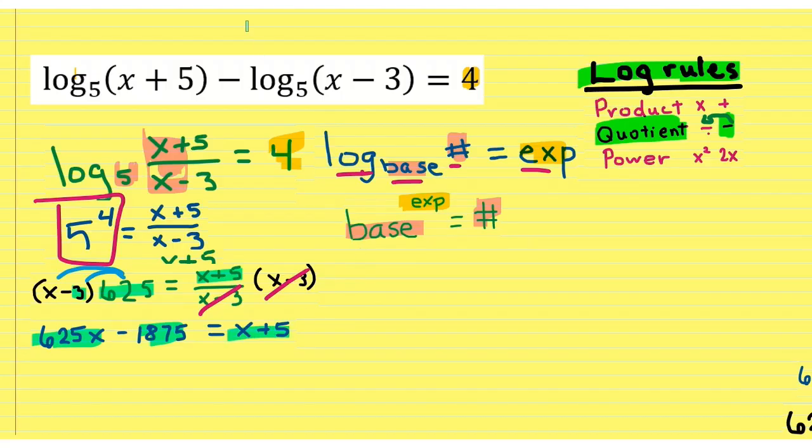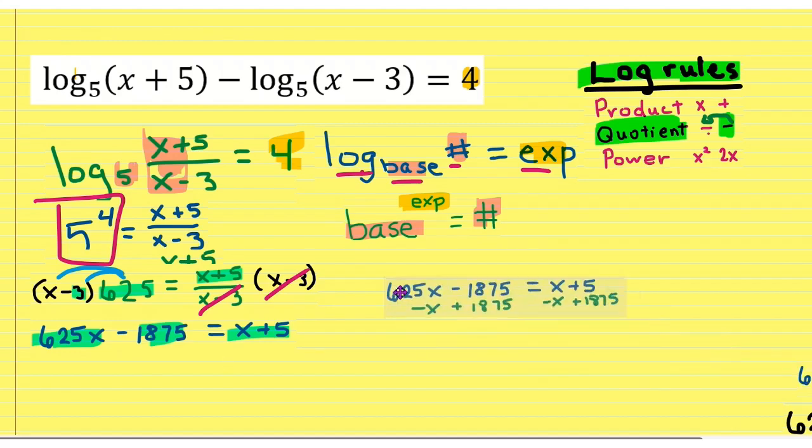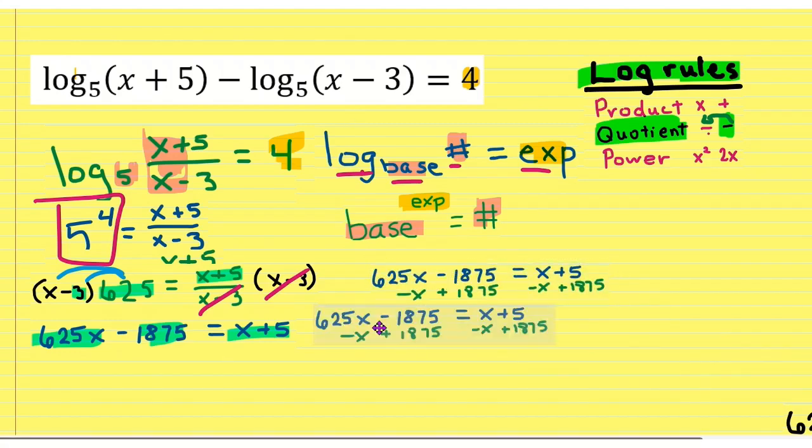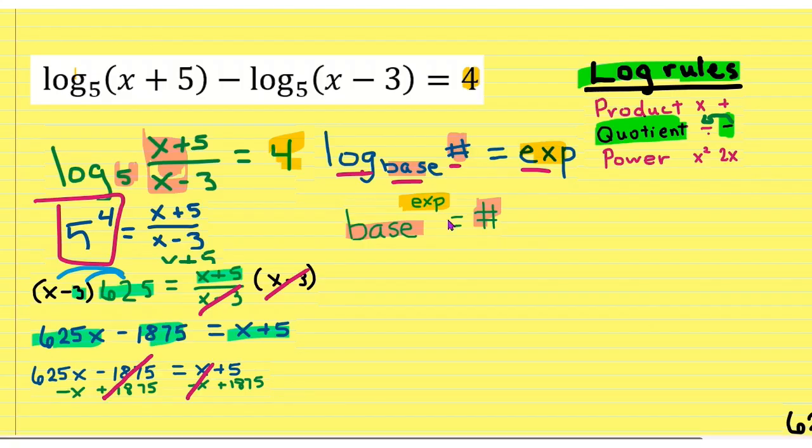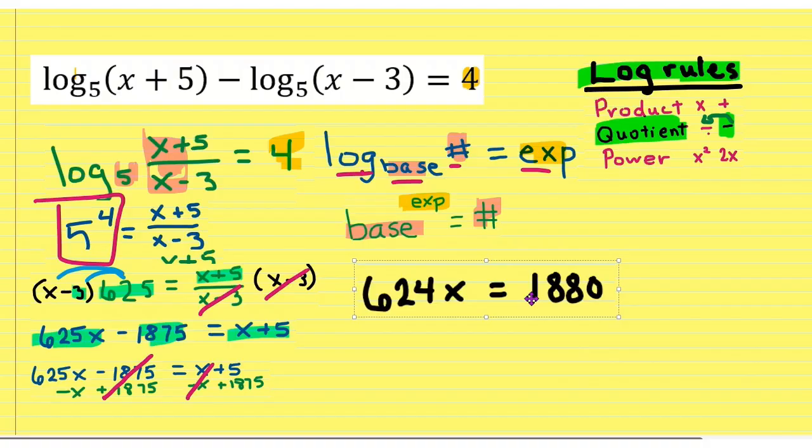So again, my goal is to solve for x. That means I want to get all the x's on one side and all the constants on the other side. The x's cancel right there, but it's subtracted from the 625, and then I add the 875 to both sides. And so what I end up with is 624x is equal to 1880.